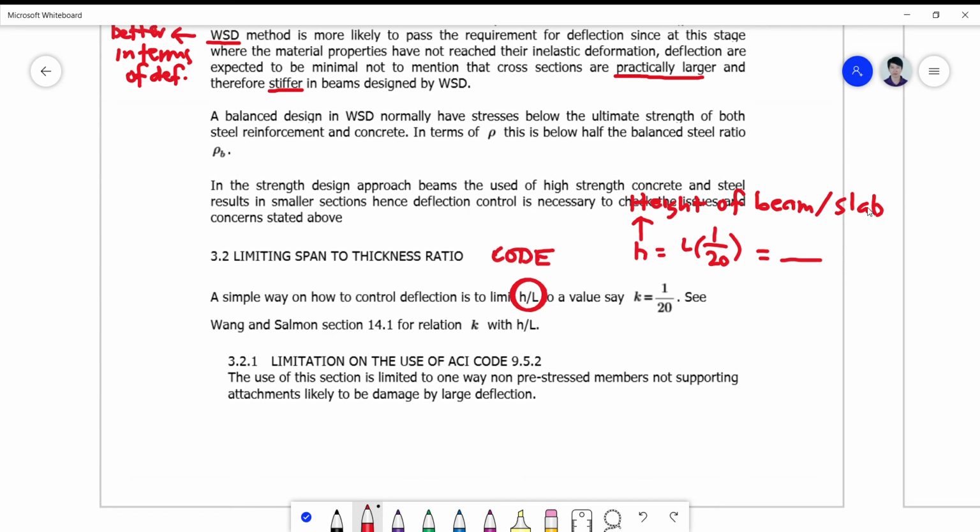So the limitation of such is actually referred into section 9.5.2, wherein the use of the section is only limited for non-pre-stress members. When you say non-pre-stress, we are referring to what? These are the RC members, okay? So these are the reinforced concrete members.